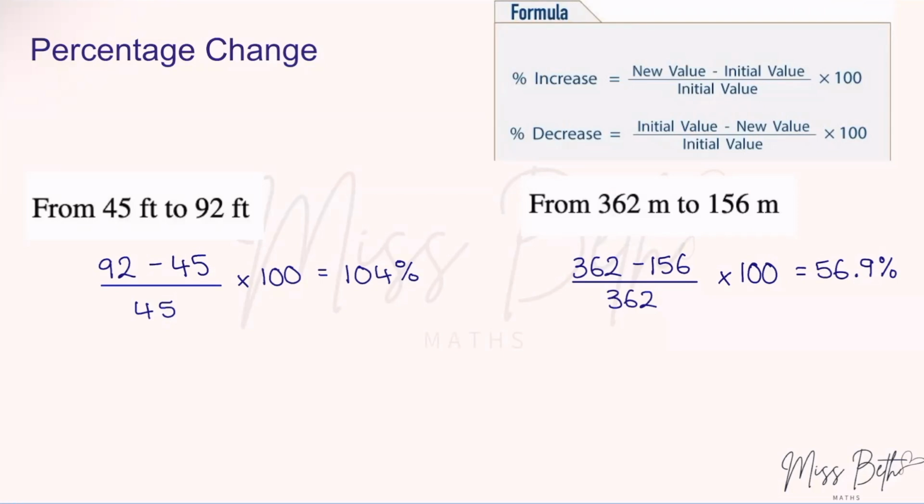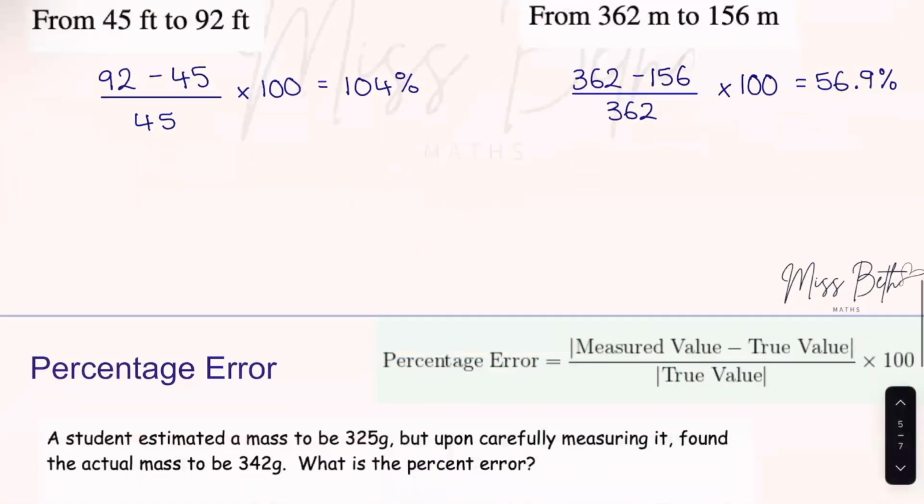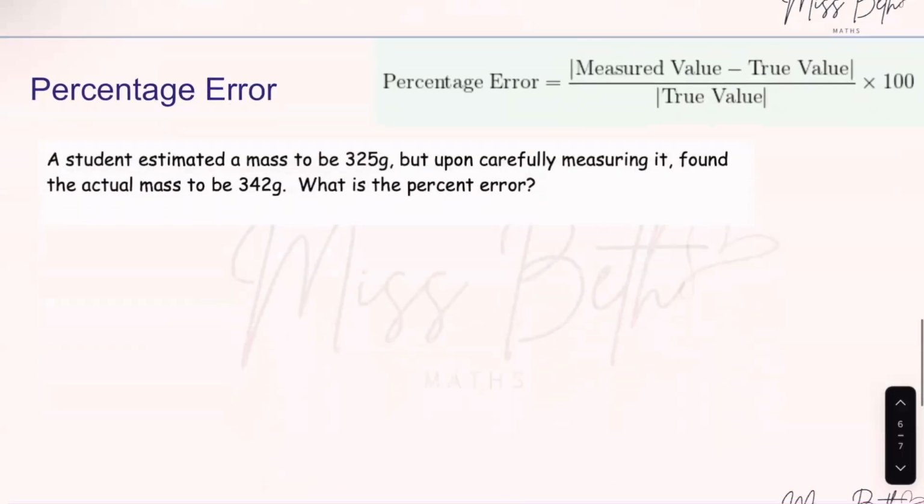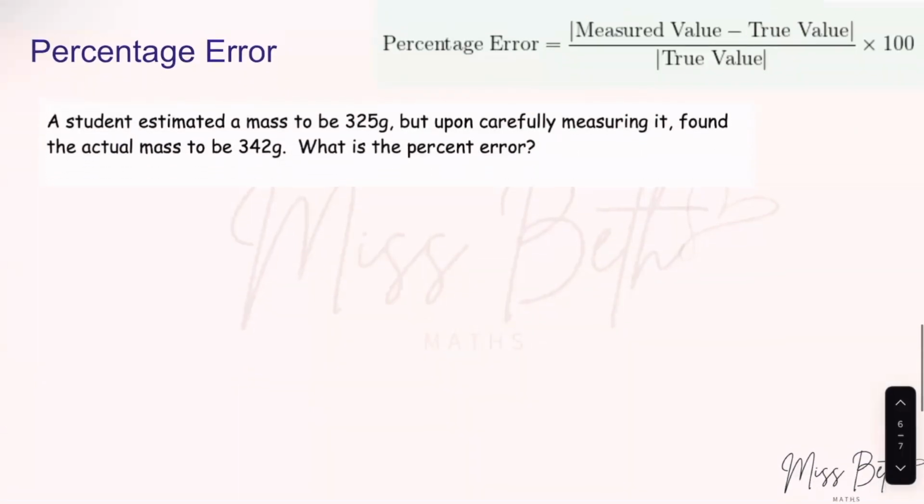Right, so we're going to move on to percentage error. This is something that's come up more recently on the eAssessments. However, they do give you the formula for this, okay? So you can see that it's got absolute value signs around this, okay? You always take the absolute value. The percentage error is an absolute value, okay?